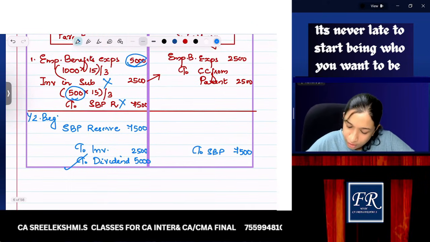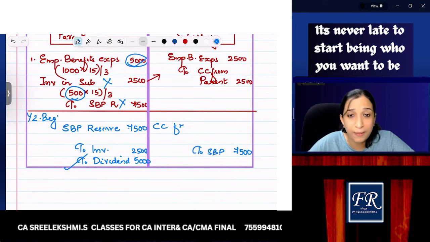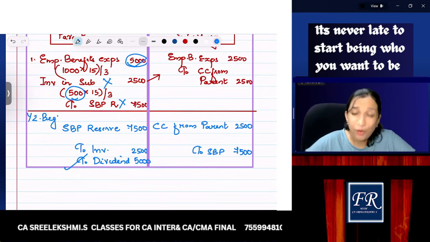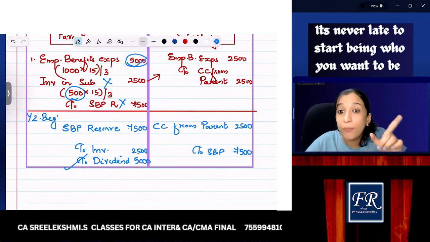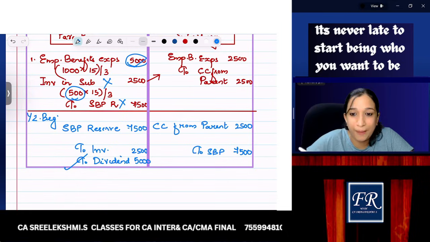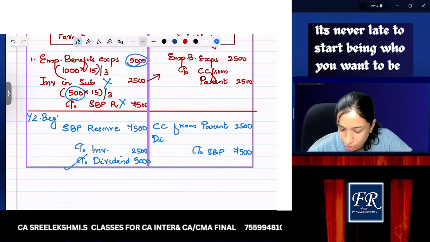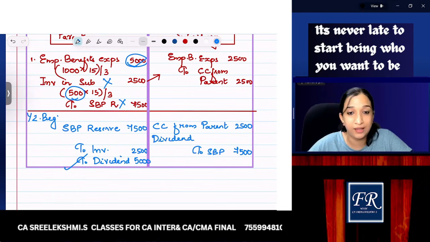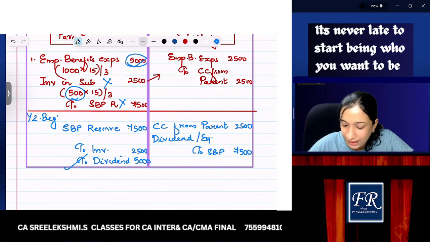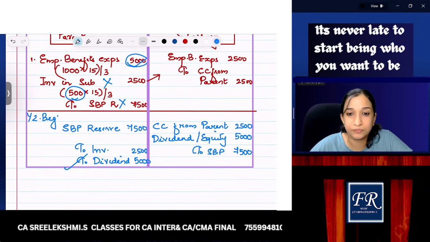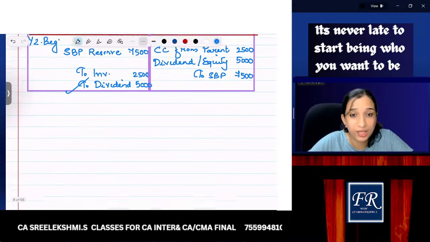Then no capital contribution from parent. So I reversed. Now I need to give shares to the employees of my parent. I'm giving a benefit to my parent, so I should recognize dividend distribution. Retained earnings should be debited, 5000. Are you understanding? If there is a doubt, please comment so that I can clarify it. So dividend is to be debited. Now this is the correction entry.